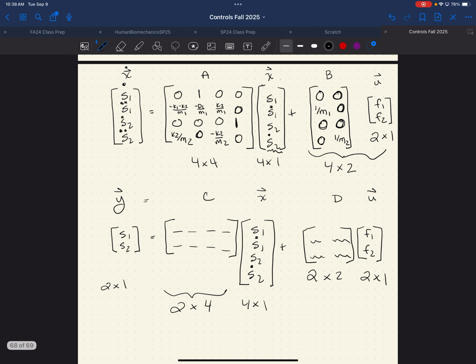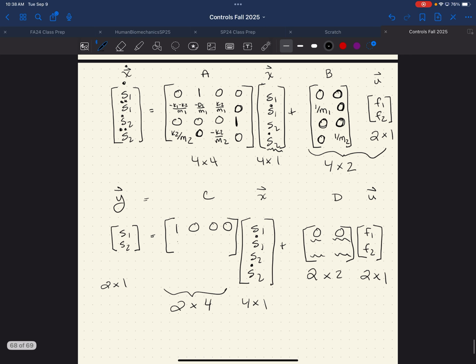All right, is S1 a state? Yes, so I just need to pick it out of my state vector. So 1, 0, 0, 0. Is there an F1 in it? Is there an F2 in it? Nope. S2, is that a state? Yep. So 0, 0, 1, 0. Is there an F1 in it? Is there an F2 in it? No. All right. You did it.